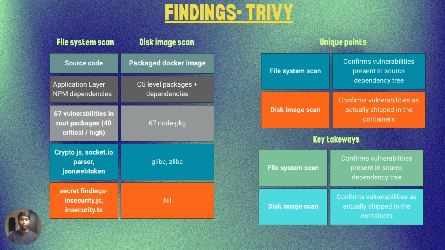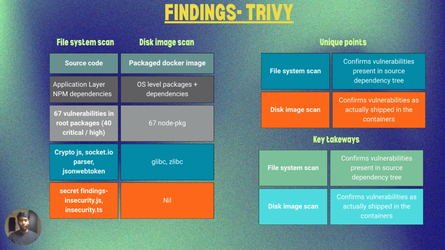So if we look at the findings from two perspectives, we can see that the file system scan scans for source code, and the file is package.json, and the image scan actually scans for Docker images that are already embedded in the files that are in the repository. The scope of file system scan is that it scans application layer npm dependencies only, but the image scan scans operating system level packages plus application npm dependencies.